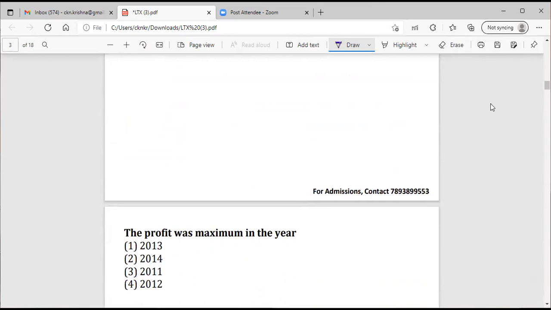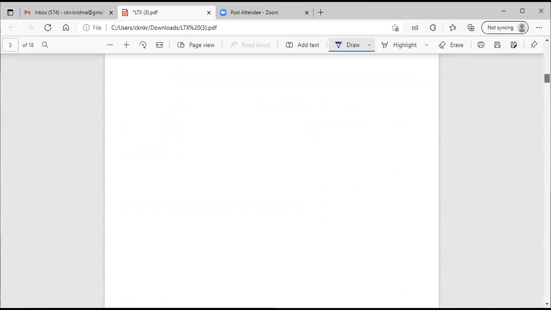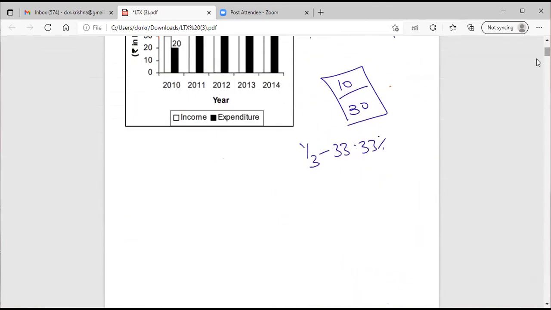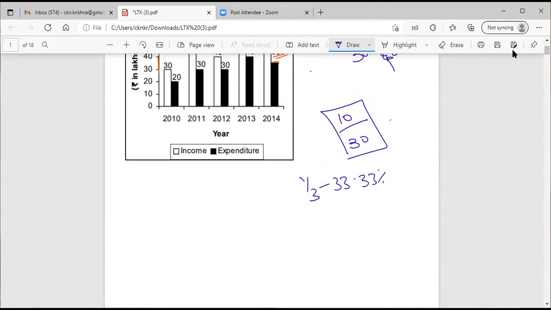Next question, the profit was the maximum in which year? Please understand, it's a very simple question. They asked for profit, not profit percentage.